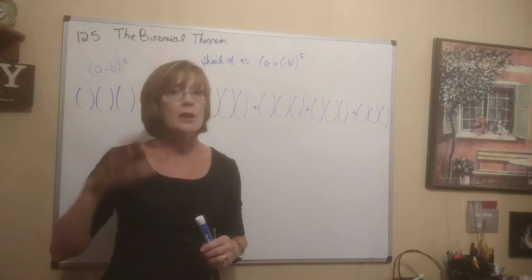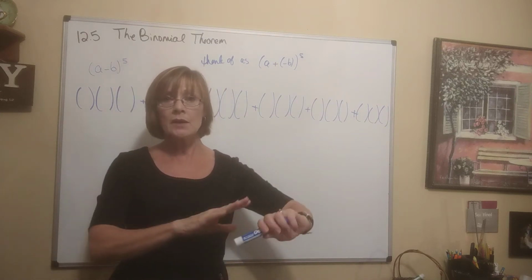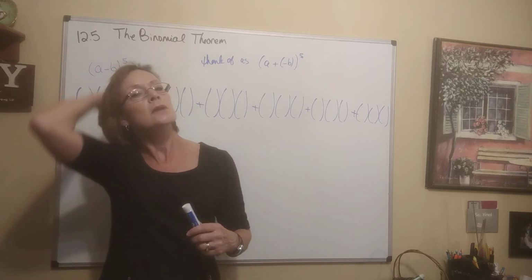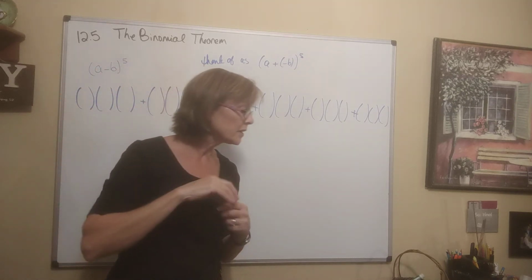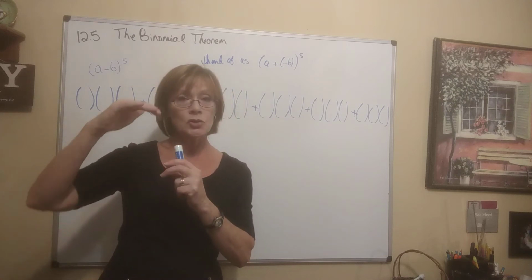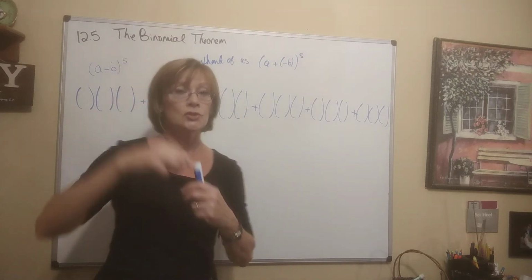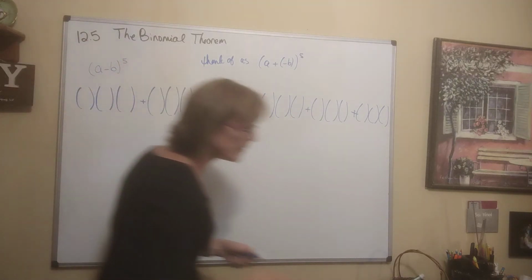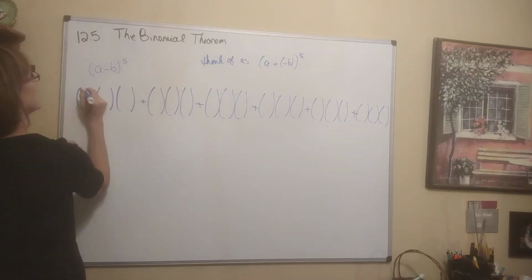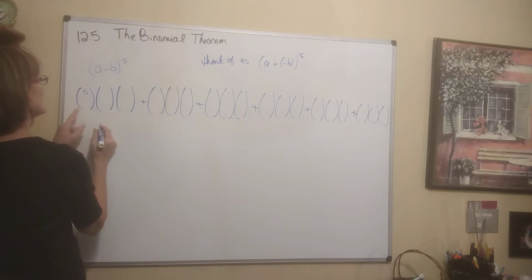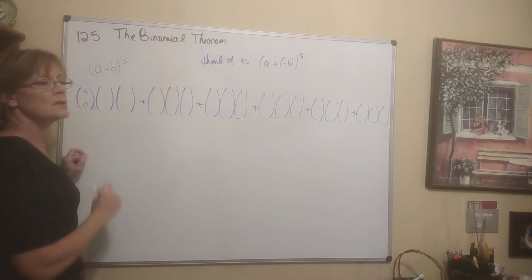You can use Pascal's triangle, but I'm not going to do that. I want to demonstrate how to do the binomial theorem way. So, the first term is our coefficient, which, if you look at the theorem, is n choose r. And so, this is how you always do it. The top number is going to be this power right here, 5. And the bottom number is always going to start with 0.